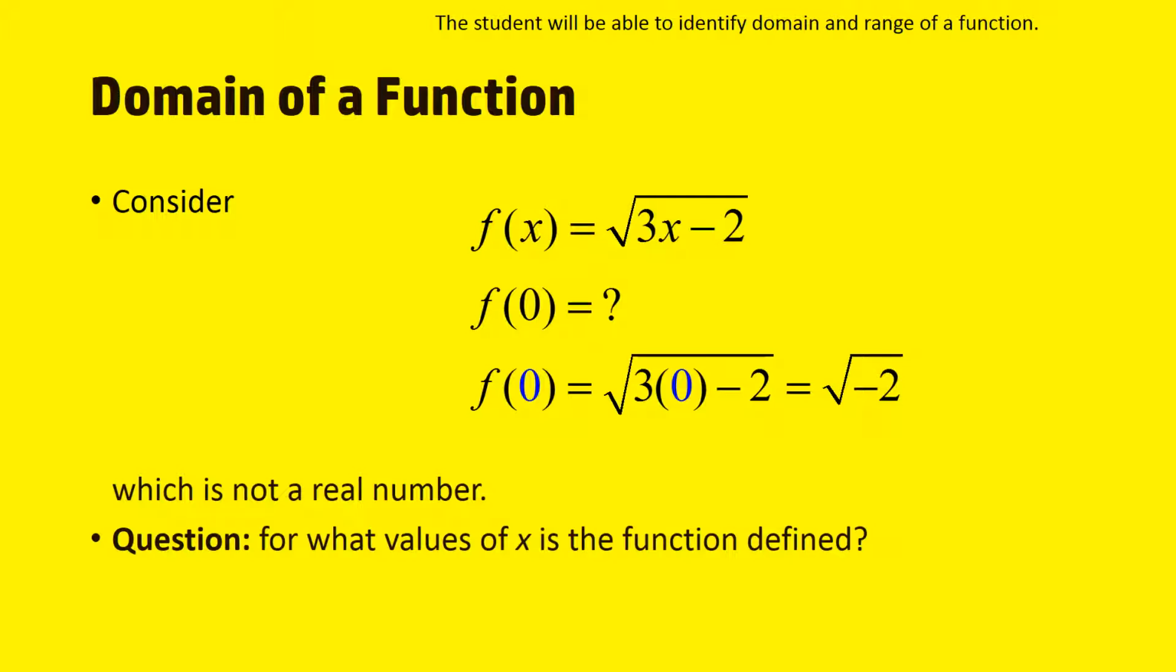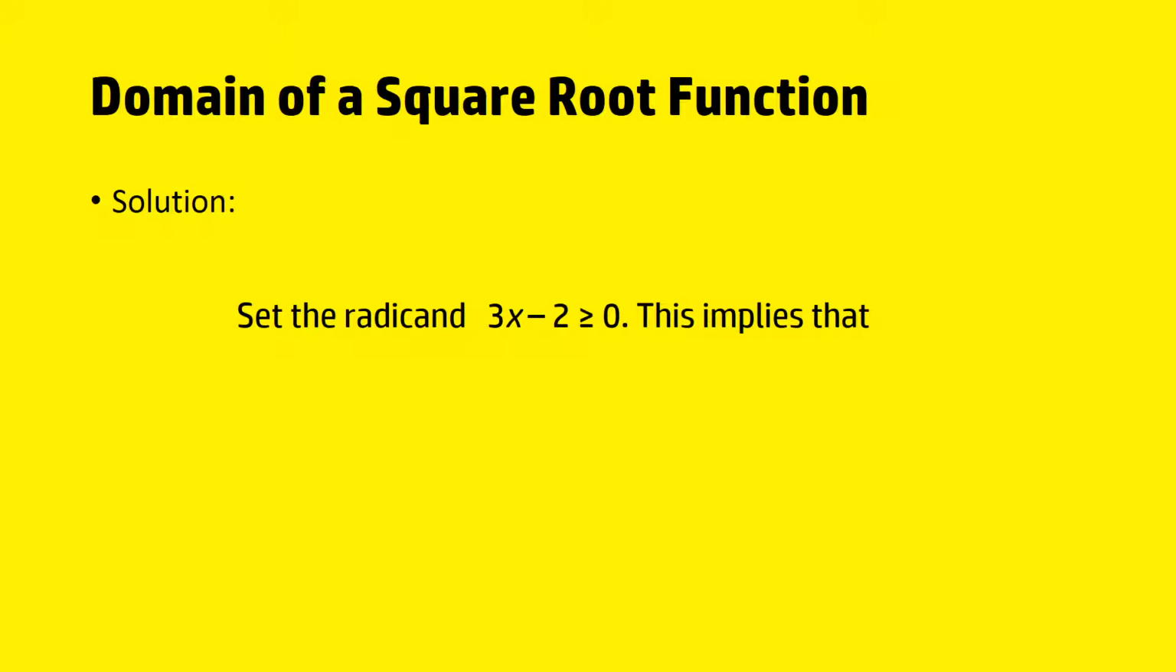And so f of 0, okay, what's that? Well, you put it in there and what you get is something that is not real, the square root of negative 2. You can't take the square root of a negative and have a real number. And so this function is not even defined for this particular input, 0. Well, we're interested in the set of values for which a function is defined. And so the question: for what values of x is the function defined?